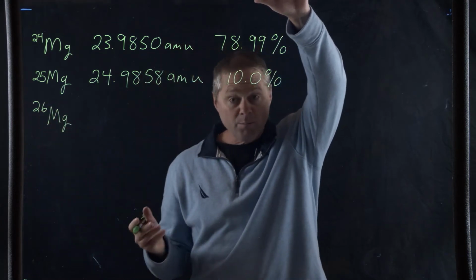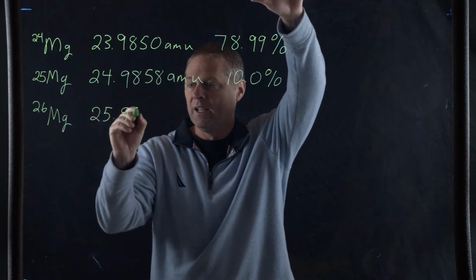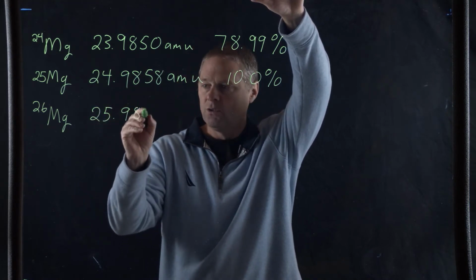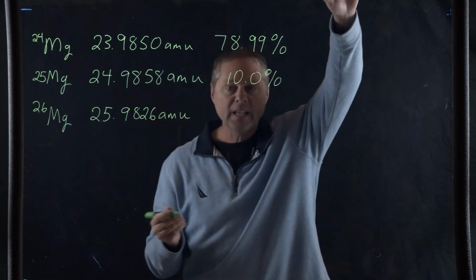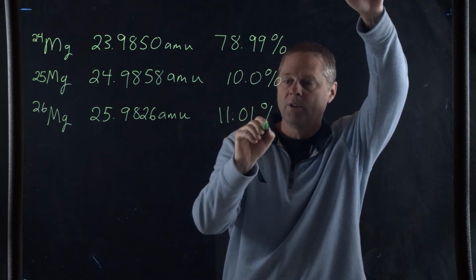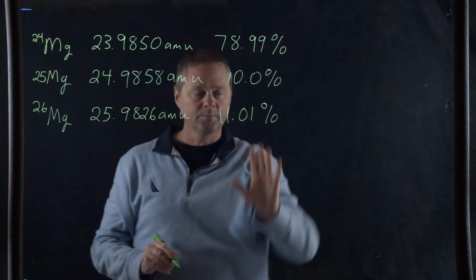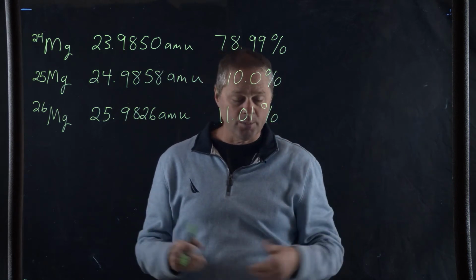And its mass is going to be 25.9826 atomic mass units, and its abundance is going to be 11.01%. If you add up all these percentages, you will come up with 100%.